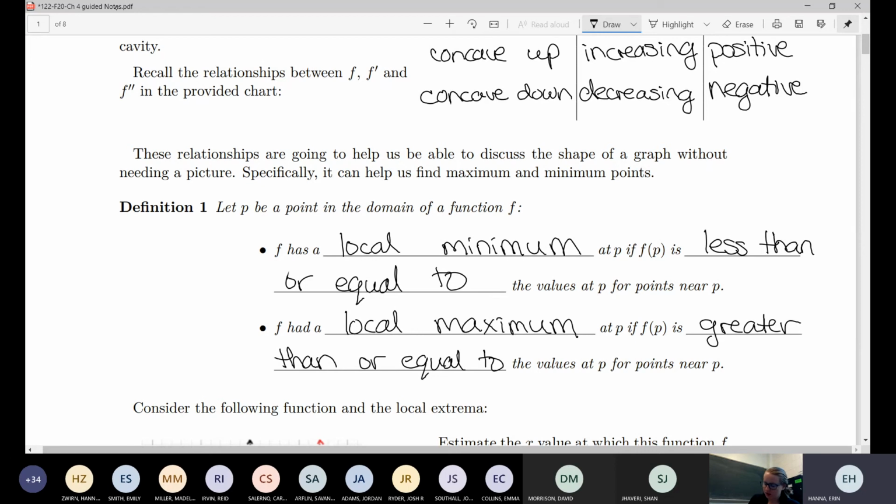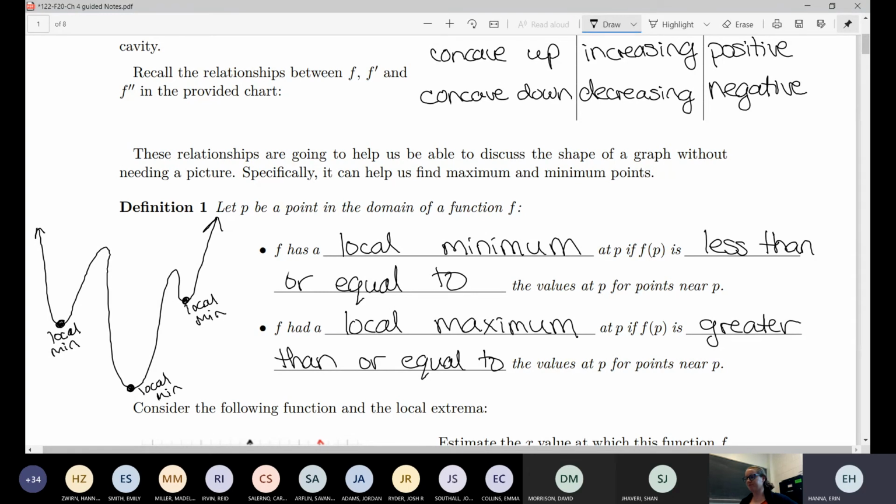So say I had some function, it looks like this. This point, and this point would be local mins, local min, local min, local min. And then these 2 points here and here would be local maxes. Local max, local max.